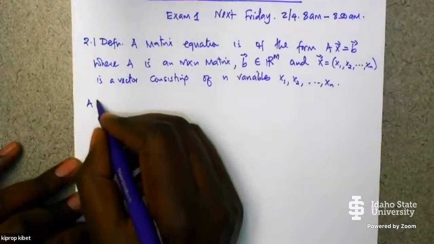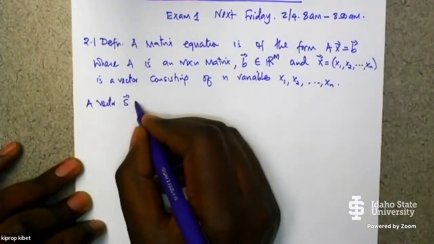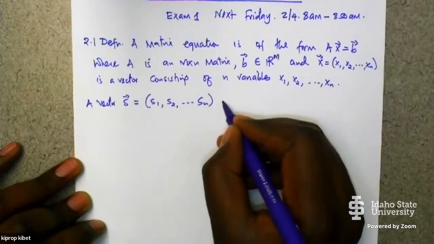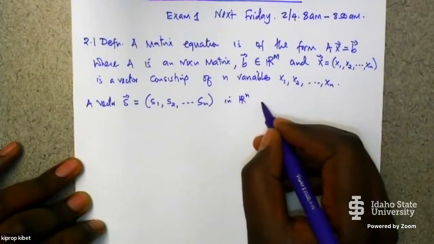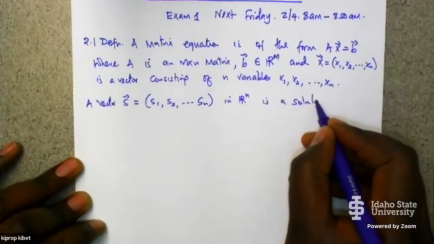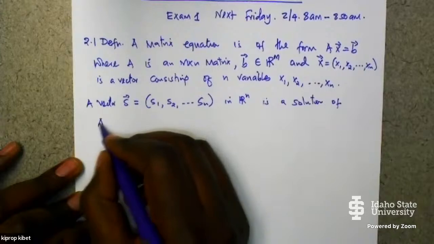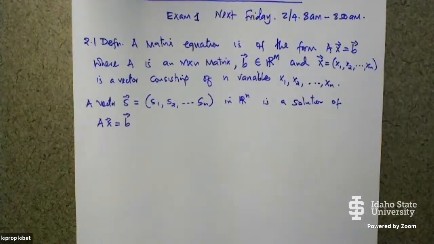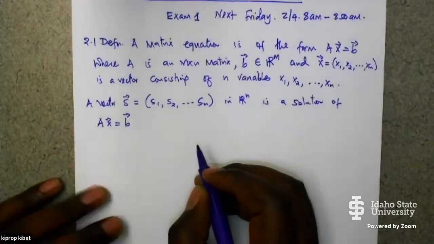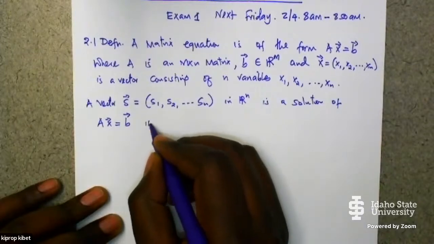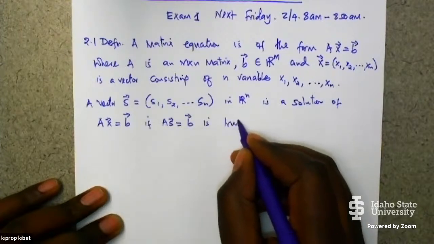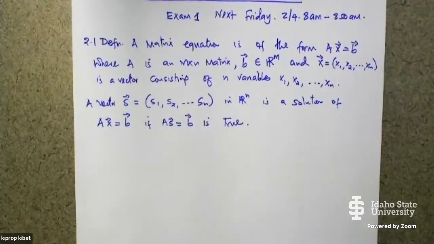A vector S, which equals S1, S2, up to Sn in Rn, is a solution of Ax equals B if As equals B is true.